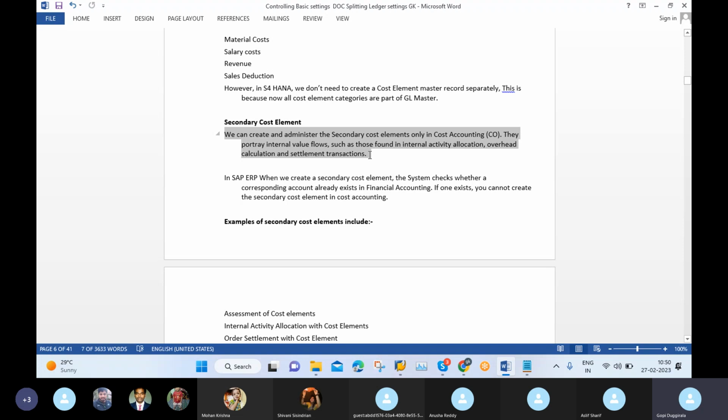In one interview they asked me: what is the difference between primary cost element and secondary cost element? After the answer, the next question was: what are the cost element categories available in SAP? That is the second question. And the third question is, for example, if I post one purchase invoice, then I will maintain one cost center in that purchase invoice. Then within that cost center, how does the system know which corresponding GL account will trigger that balance? Can anyone tell this answer?